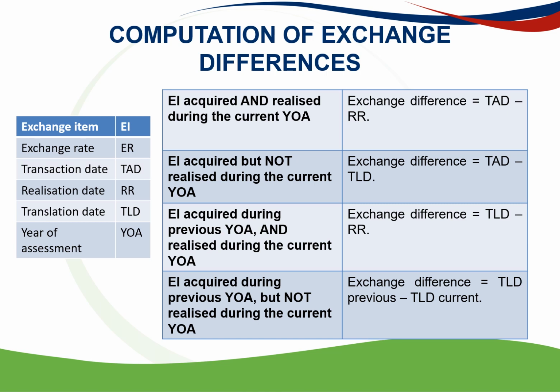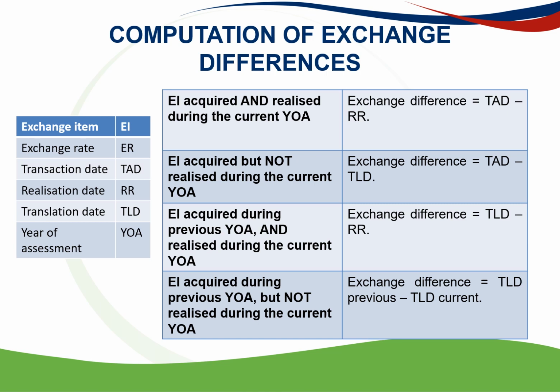The next one says your exchange item is acquired but not realized during the current year of assessment. Therefore, your exchange difference will be your exchange item multiplied by the exchange rate on the transaction date during the current year, less the exchange rate at which the exchange item is translated at the end of the current year of assessment.